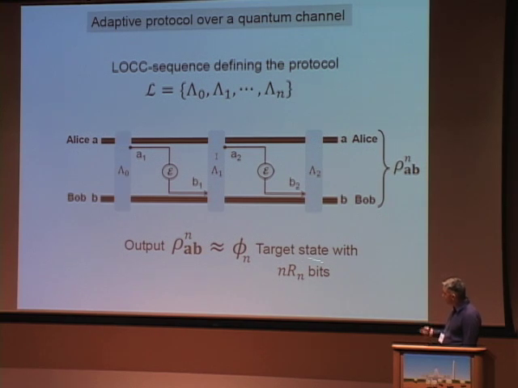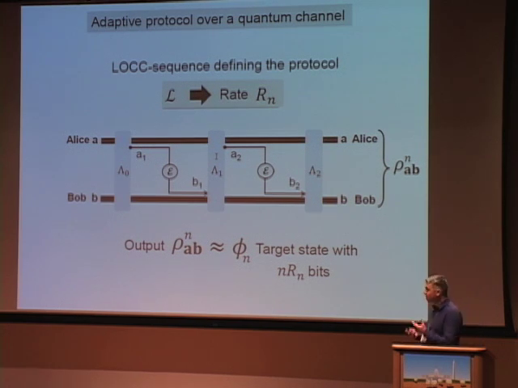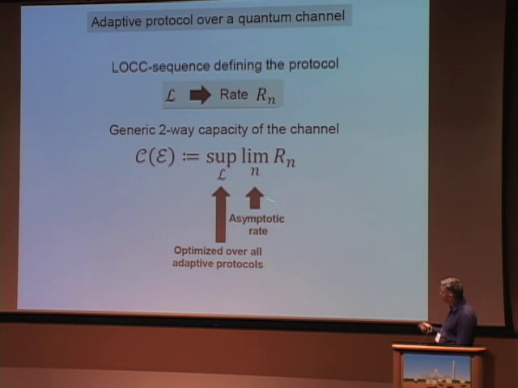So if that's the target state with this number of bits, then we say that the protocol achieved that rate. Of course, we are not giving all the mathematical details of the epsilon, just the main idea. So that's an adaptive protocol with some rate. We want to optimize this. First of all, we want to consider asymptotic rates, so many uses of the channel. And we would like to optimize over all the adaptive protocols, over all the possible strategies. In this way, we can define the generic two-way assisted capacity of the channel. I say generic because it depends on the task.